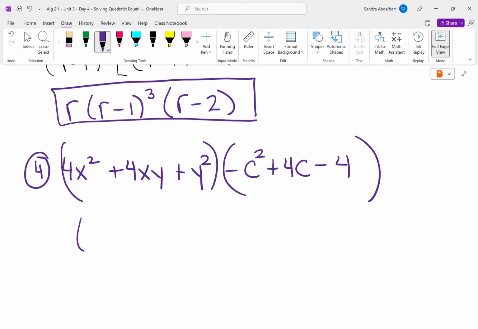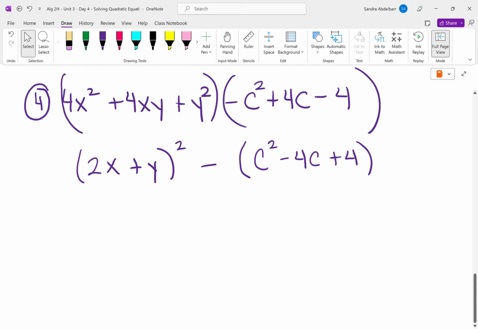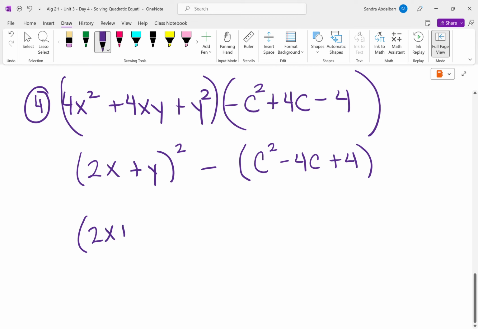So we're going to group these and group these. So this ends up becoming 2x plus y, the quantity squared. And I'm going to pull out a negative here. When I pull out a negative, I'm left with c squared minus 4c plus 4, which now makes this a perfect square trinomial. So now we are 2x plus y, that quantity squared. And then this becomes c minus 2, that quantity squared.